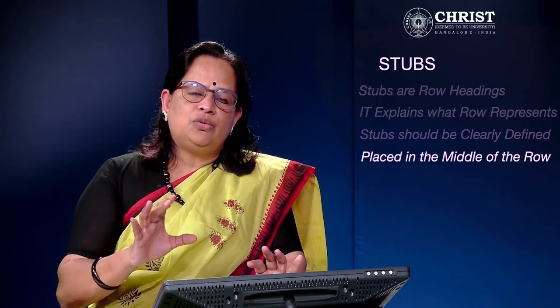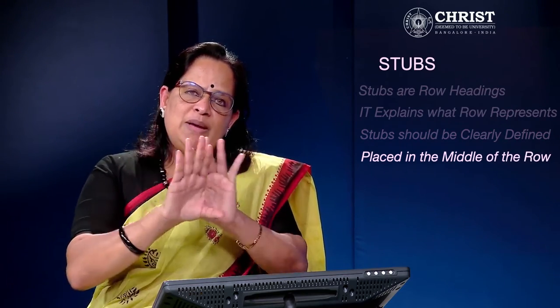Now stubs. Stubs are the row headings. So stubs explain what a row represents. Like the column heading, whether it can be male or female, whatever you want to explain, you can explain with the help of stubs. So stubs should be clearly defined. Same as column headings, row headings also should be clearly defined. Then they are placed in the middle of the row. Just like column headings, it's always placed in the middle of the row.